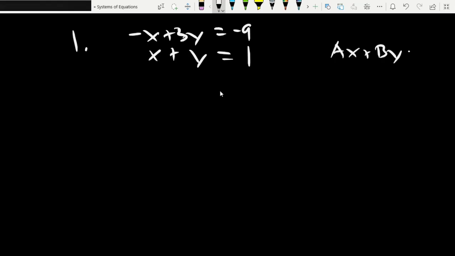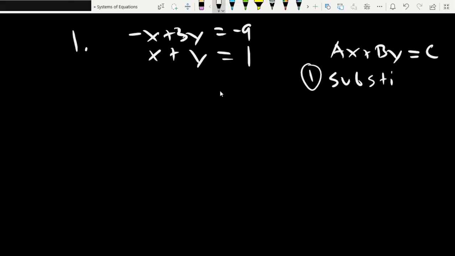Okay, so these two equations are written in standard form, which is this form, ax plus by equals c. So we're going to solve the systems of equations using substitution.